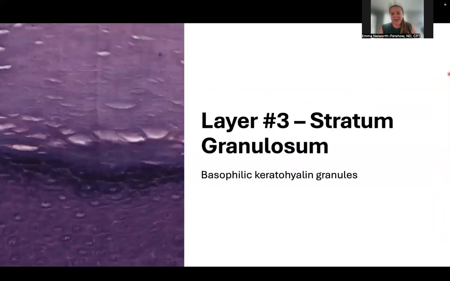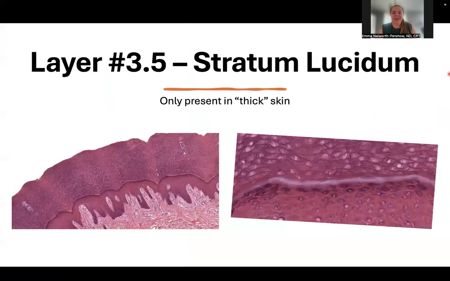The third layer is the stratum granulosum. This is where our keratinocytes start to have a basophilic appearance because they have granules that contain keratohyalin. So we start to see these cells becoming less functional and more dead. And then in between this layer and the last layer, sometimes we'll find the stratum lucidum. This is only present in thick skin, like on the palms of your hands and soles of your feet.